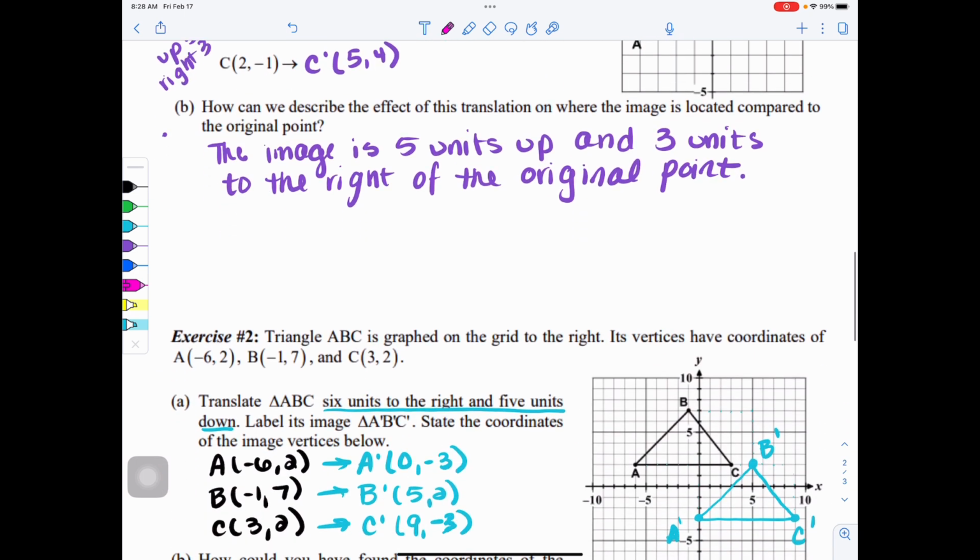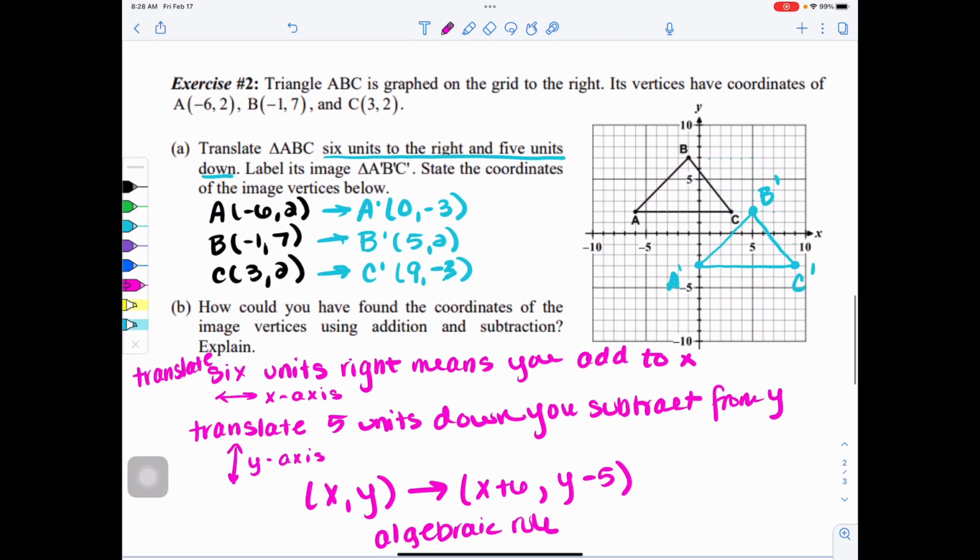So now you can see several examples of translating on the coordinate grid. And that concludes your lesson on translations.